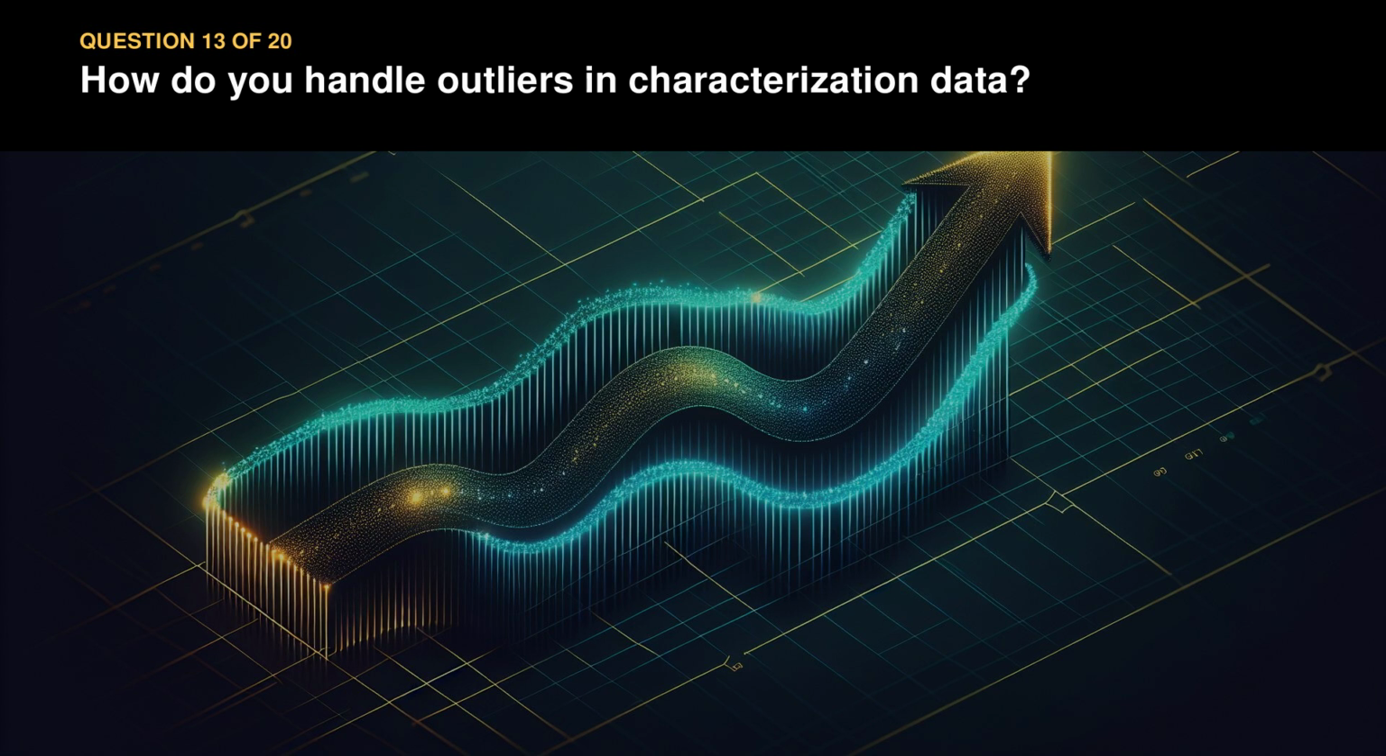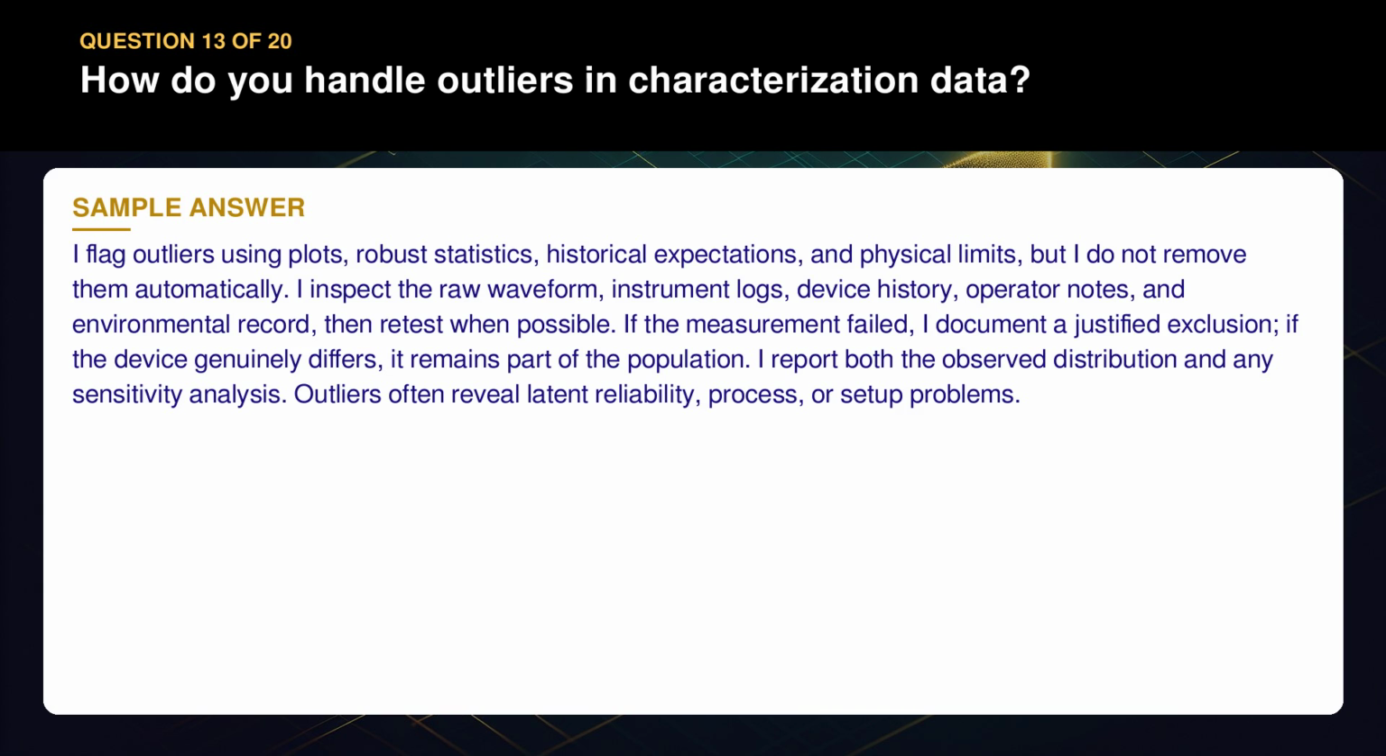Question 13. How do you handle outliers in characterization data? I flag outliers using plots, robust statistics, historical expectations, and physical limits, but I do not remove them automatically. I inspect the raw waveform, instrument logs, device history, operator notes, and environmental record, then retest when possible. If the measurement failed, I document a justified exclusion.